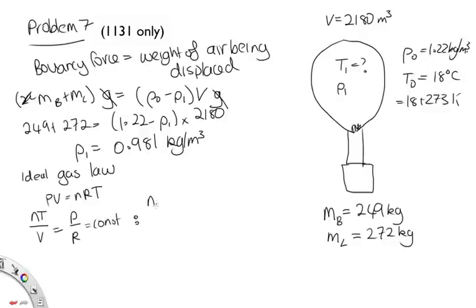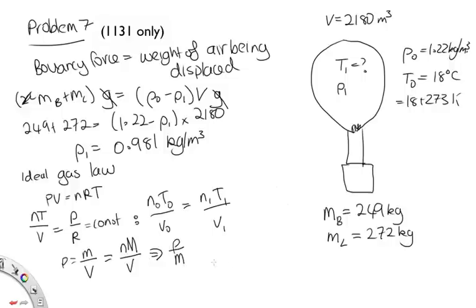Otherwise, we can write it as n naught T naught over V naught is equal to n1 T1 over V1, where T1 is this temperature. Now we need to use this density. Density is equal to the mass over the volume. Inside this, the mass of air is given by the number of moles of air times the molar mass of air over the volume. So a useful way to write this is, in our equation we've got n on V. n on V is equal to rho on M.